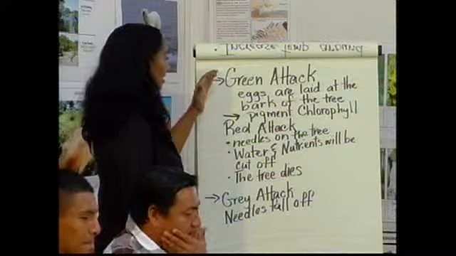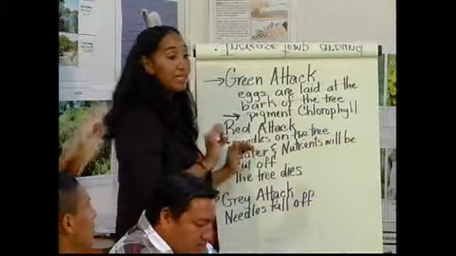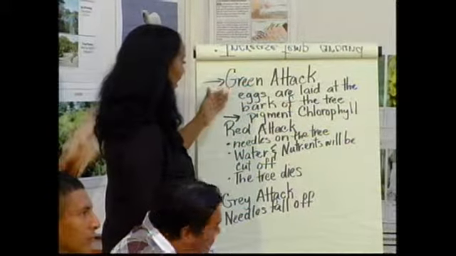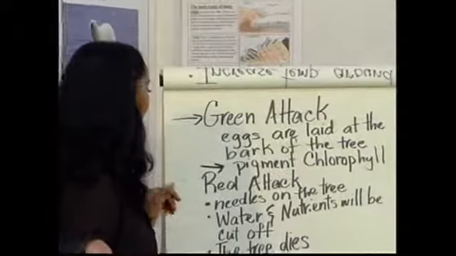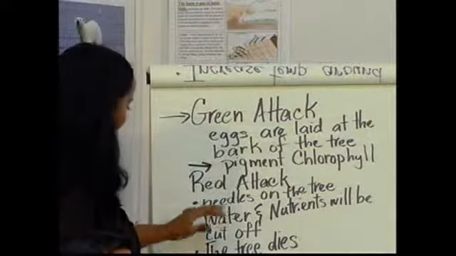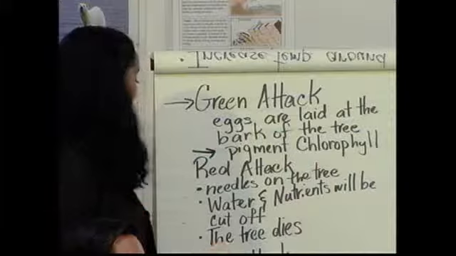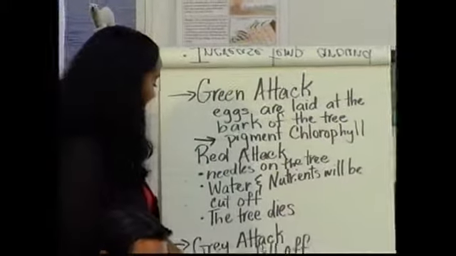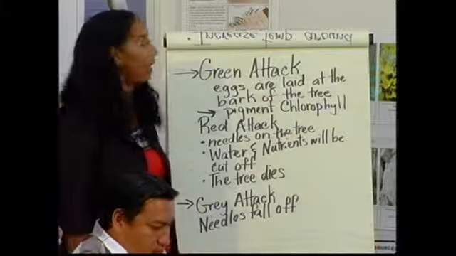Okay, students, I was saying that the MPB attack the pine forest trees in 3 stages. We have the green attack. I mentioned that this is where the MPB lays its eggs at the bark of the tree. The red attack, there will be visible presence of red needles on the tree. Water and nutrients will be cut off, and the tree begins to die slowly. In the gray attack, the needles fall off, and the tree turns gray as well.